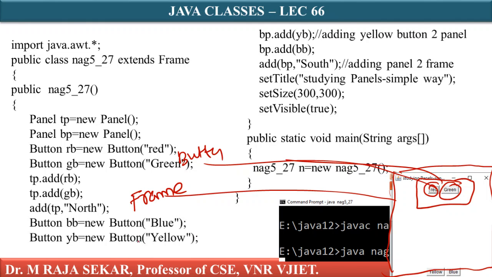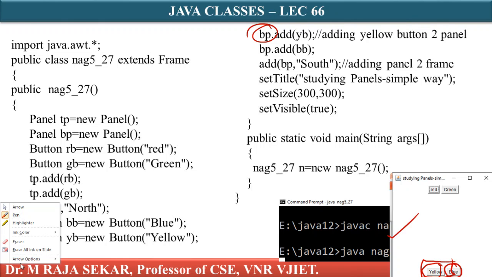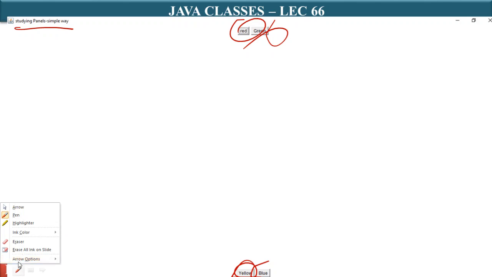In a similar manner, I have two more buttons. This is one button whose name is yellow and another button whose name is blue. Those yellow and blue buttons I am keeping in a panel BP. That BP I am adding to the frame. Isn't it? It is a simple and straightforward program. I increased the size, nothing more than that. Studying panel, simple way, red and green, yellow and blue. It is a simple and straightforward program.